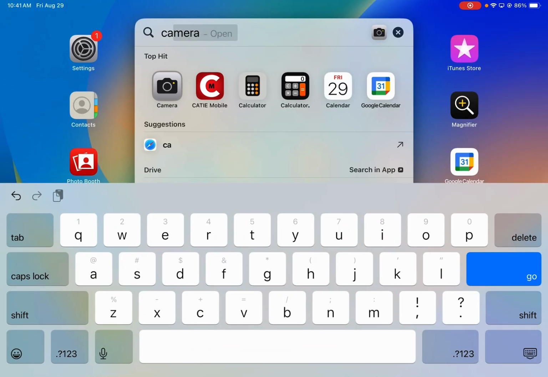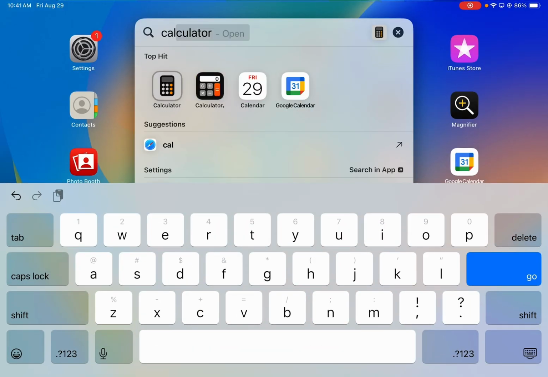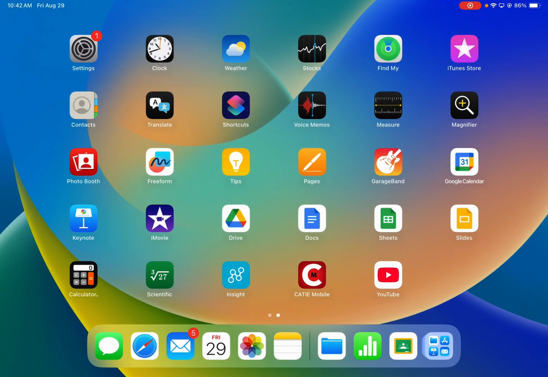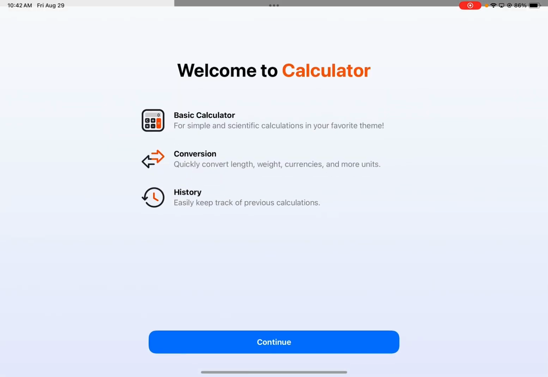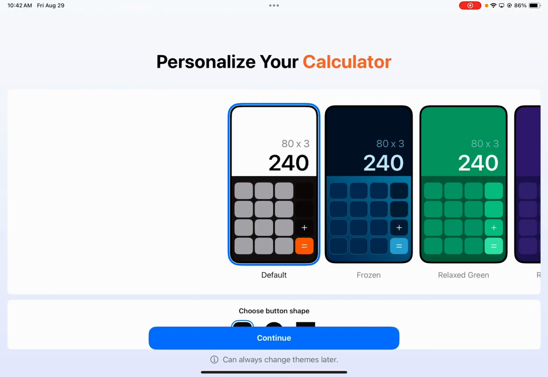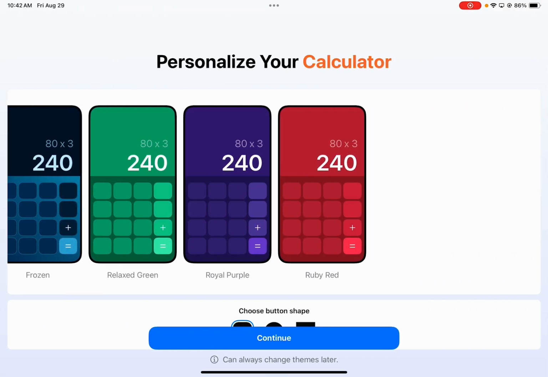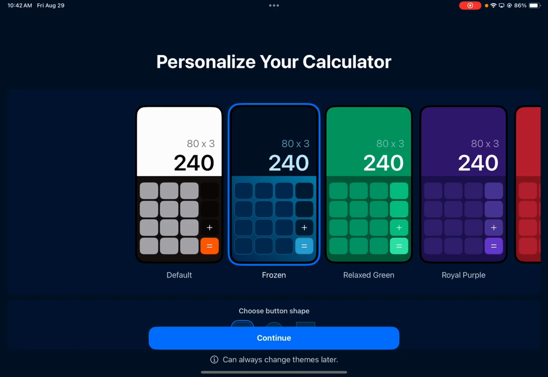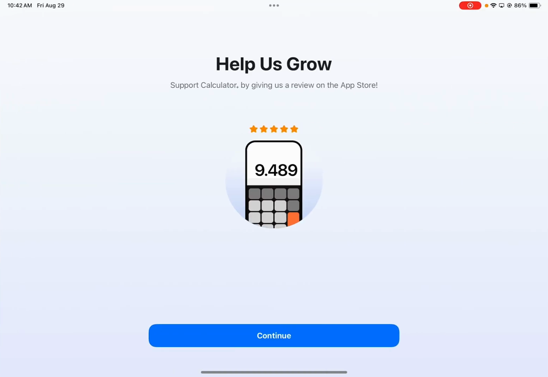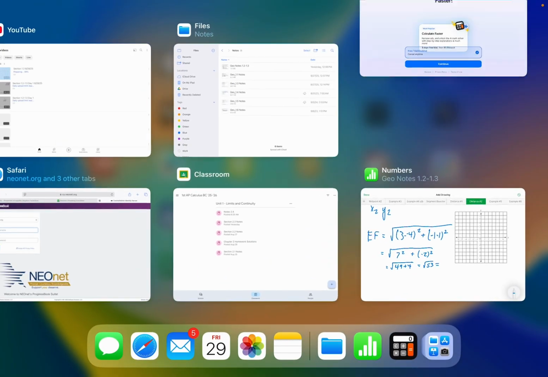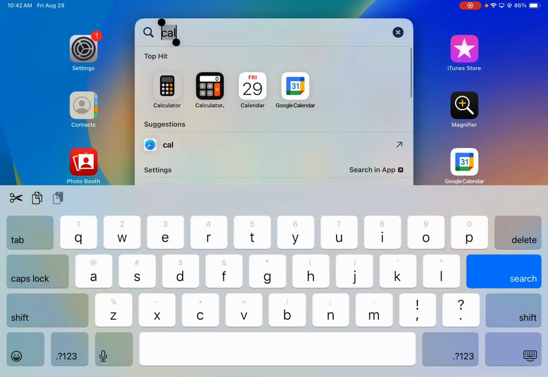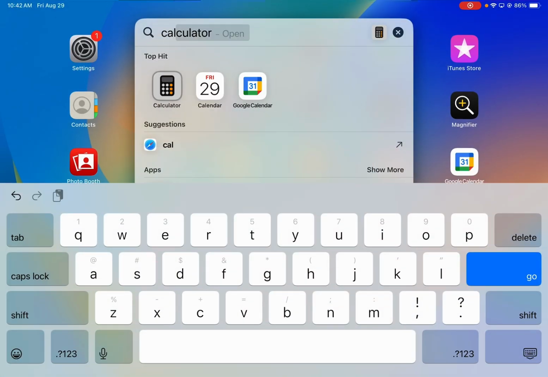Calculator? Is there a calculator built into this? Yeah, it's on the left bottom. Oh. Right there. Let's see here. Welcome to Calculator. Oh, you can personalize it. This one looks cool. I can't even see it. All right. You know what? I'm over this. Just talking about making an account, stuff like that, whatever. Calc.